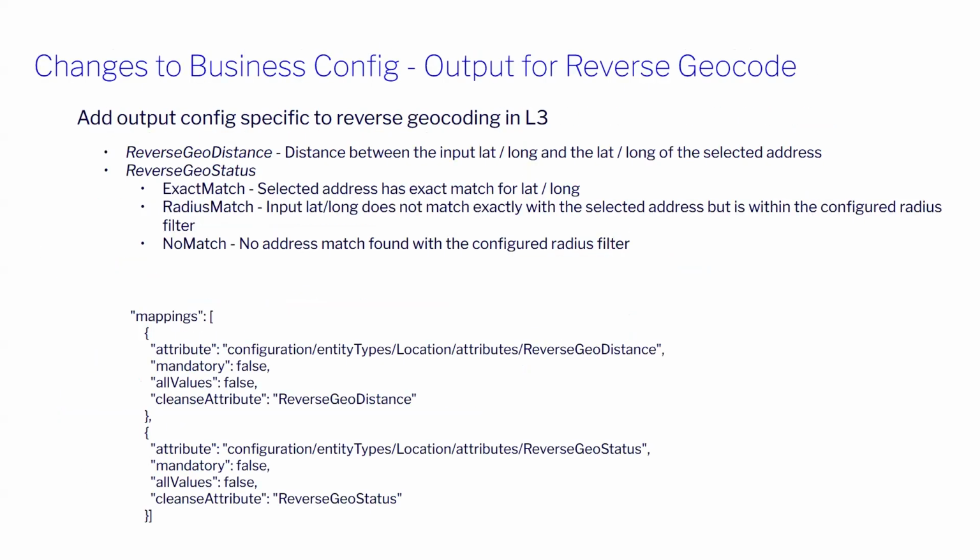All right. On the output side, as I explained earlier, we have two separate fields: reverse geo distance and reverse geo status. These two fields should be added in the output. This is important information that you'd want to know if you're using reverse geocode, so you can identify whether this was an exact match, or how far the address which is fetched is from the actual latitude, longitude that you gave. So you might want to add it in the output and then map it in the cleanse output as well.